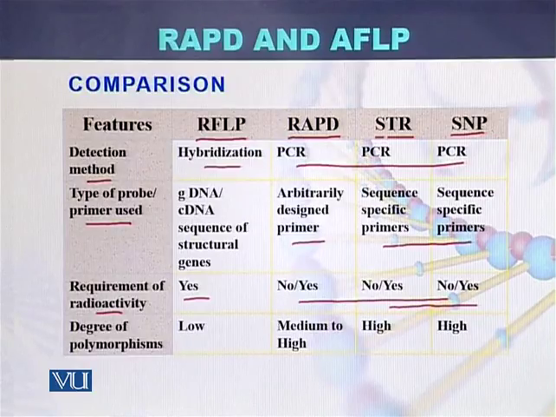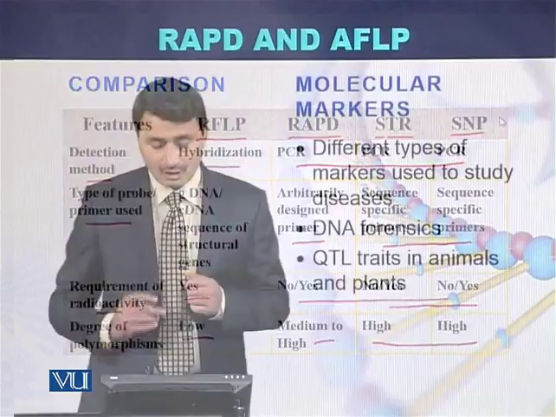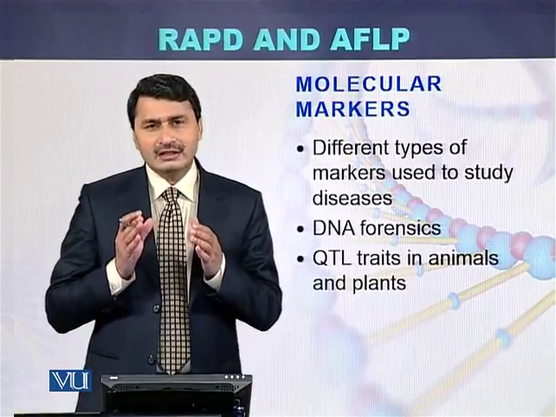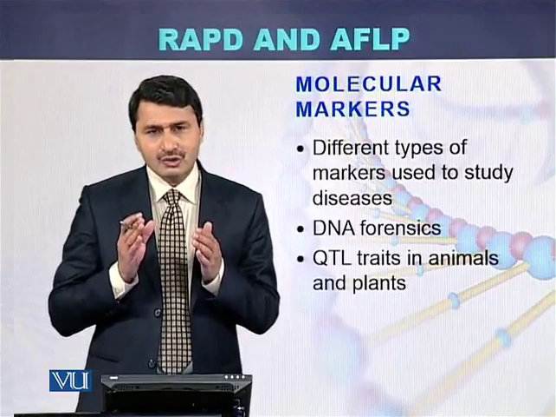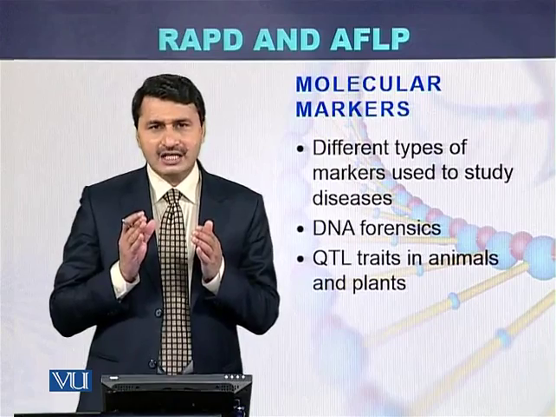Degree of polymorphism, in case of RFLP it is low, while in case of RAPD it is medium to high, and these two techniques, STR and SNPs, have a high degree of polymorphism. So molecular markers are different techniques to study the mutations in the DNA. These techniques are also used to study the quantitative traits which are present in the plants or in the animals.